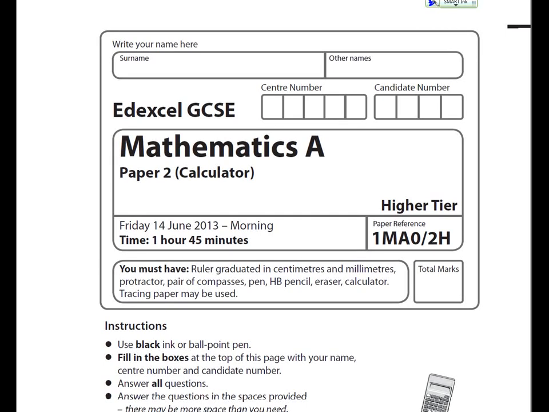Hi everyone, as requested, welcome to my Edexcel GCSE Maths Paper 2, which is a calculator paper in the higher tier. What we're going to do is work through the whole exam paper. I'm going to pretend that I'm you sat in the exam attempting the paper that you are going to have to do. I've got a calculator in my hand and I'm ready to go.